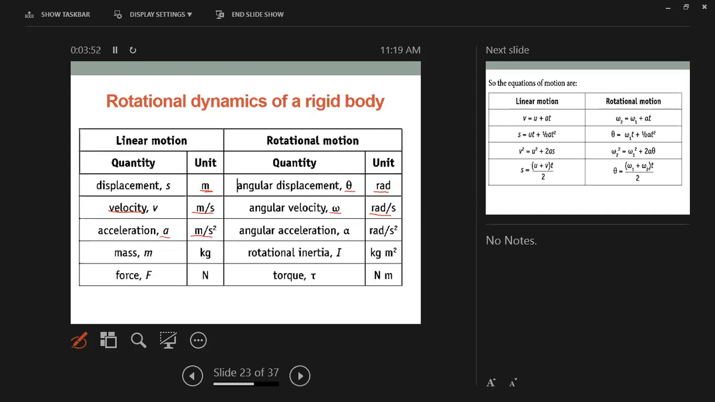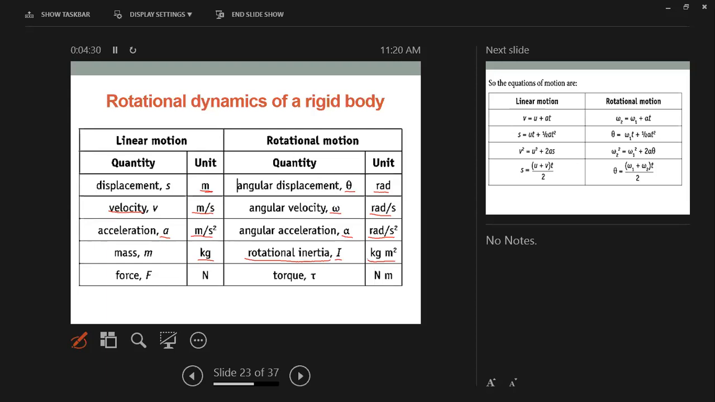Now we have angular acceleration. We are going to use the Greek letter alpha for the angular acceleration, and the SI unit will be radian per second square. We had mass for the linear motion. The SI unit of mass was kilogram. Now for the rotational motion, we are going to have rotational inertia. We're going to use capital I to show the rotational inertia, and kilogram meter square will be the SI unit of rotational inertia. It is totally different than the mass, as you see when you check the units, when you check the dimension. Their dimensions are totally different.